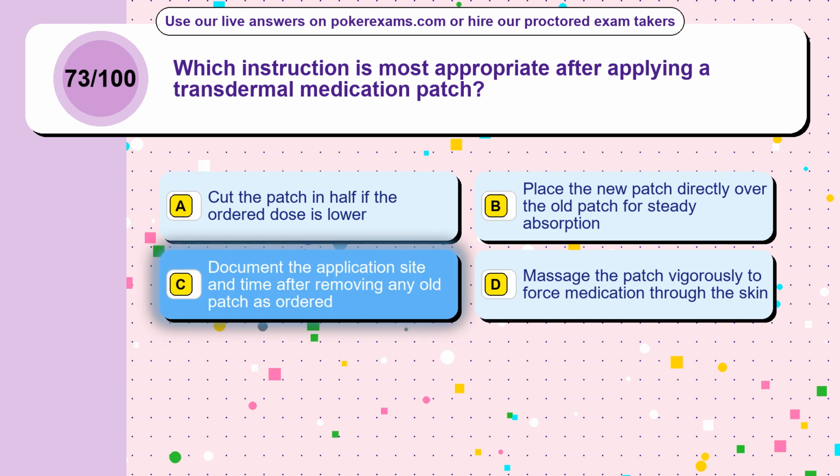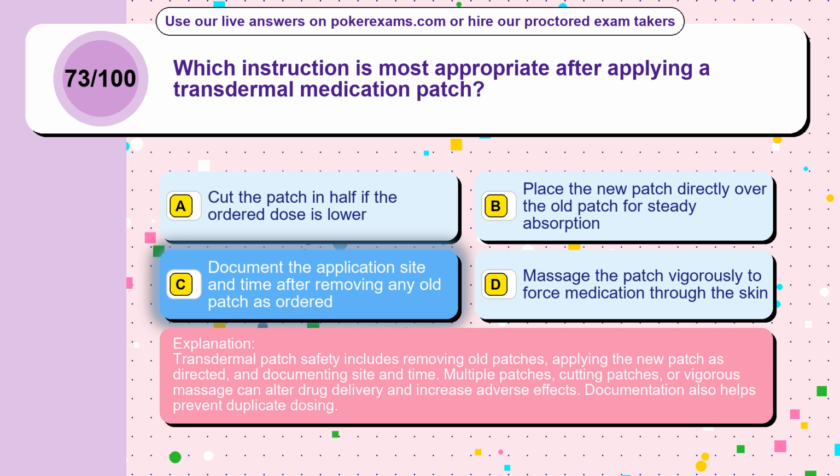The correct answer is option C. Document the application site and time after removing any old patches ordered. Transdermal patch safety includes removing old patches, applying the new patches directed, and documenting site and time. Multiple patches, cutting patches, or vigorous massage can alter drug delivery and increase adverse effects. Documentation also helps prevent duplicate dosing.